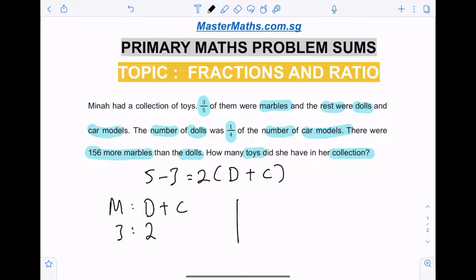Now the number of dolls was 1/4 the number of car models. So dolls is to car models, it's 1 is to 4. Dolls is 1, 4 is car models.